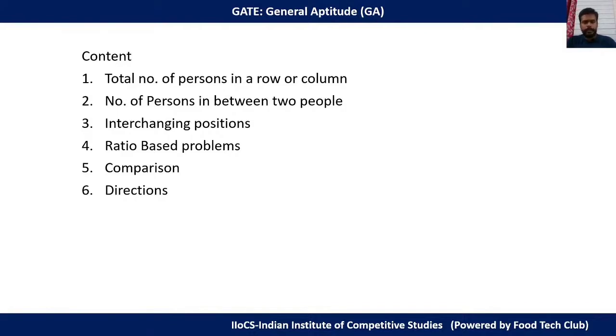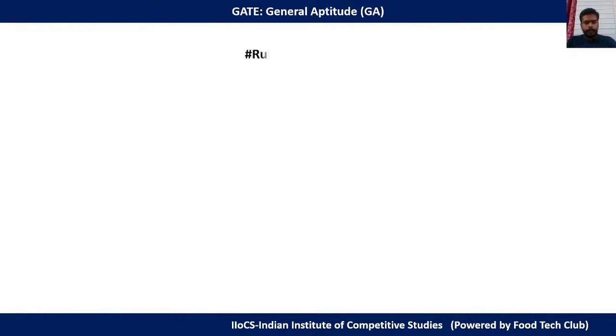Six different types: total number of persons in a row or column, number of persons between, interchanging positions, and based on that, how you have to calculate. Ratio based problems will be there, and comparison and directions. So I'll take you through one by one.